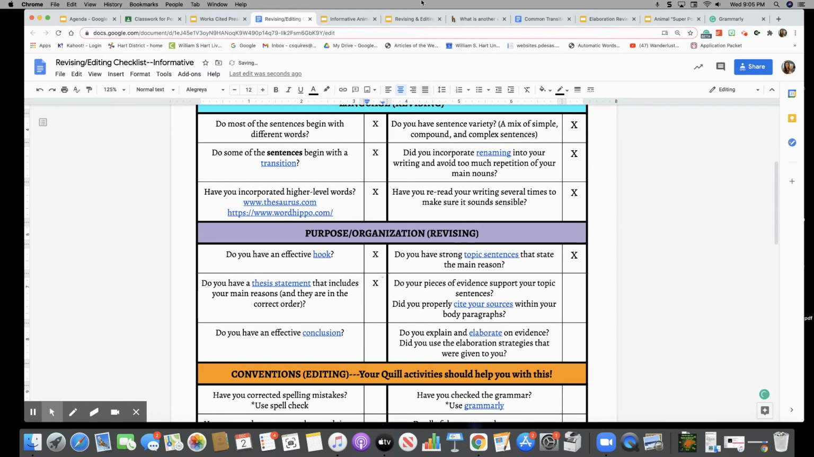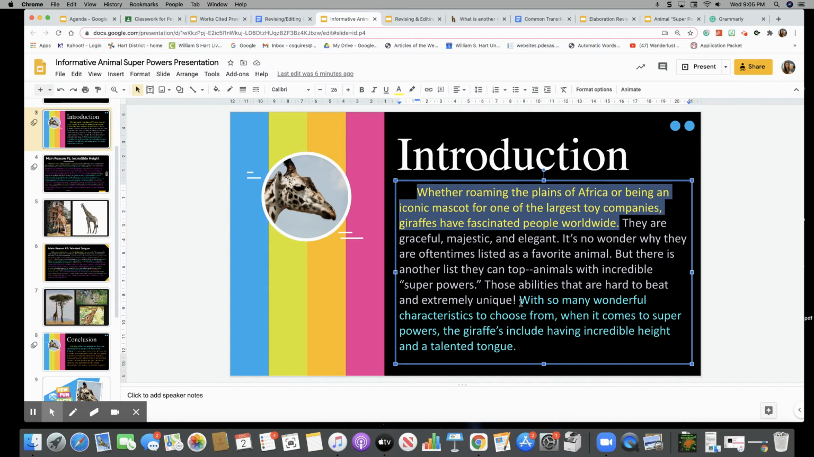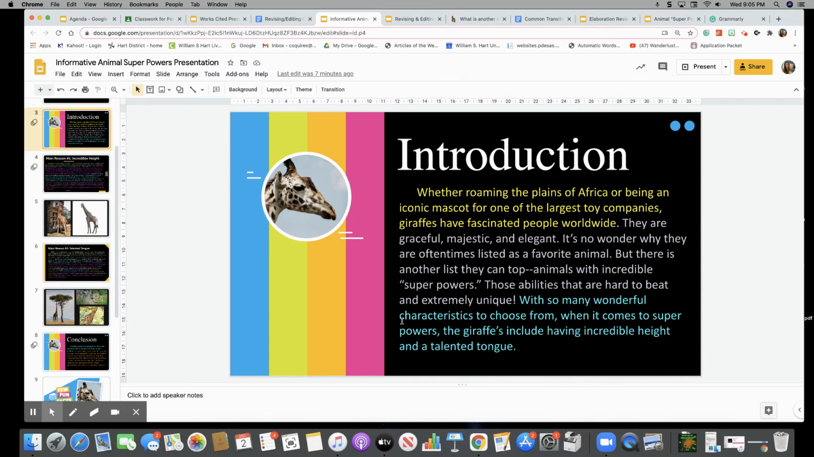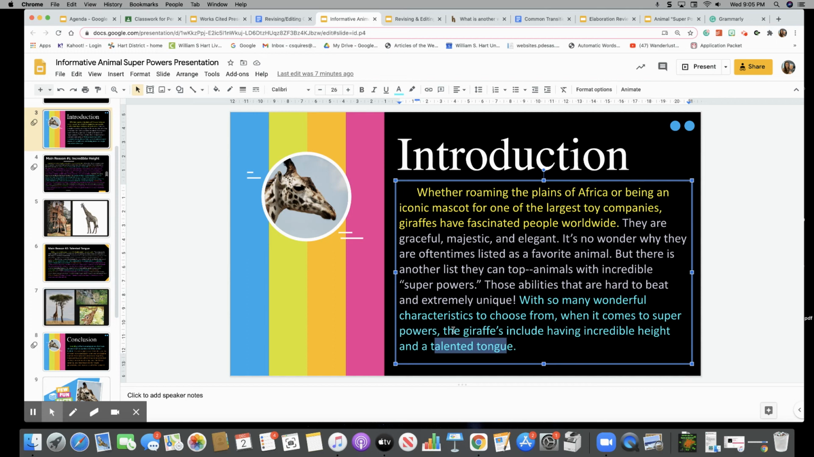So yes, what I mean by that is when I look at my thesis statement here, this is my main reason number one, height, right? Because that's my first one. And then my second one is talented tongue. So like I've discussed before, they need to be in the correct order. So whatever your main reason number one is should be here, and whatever your main reason number two is should be the second thing written.